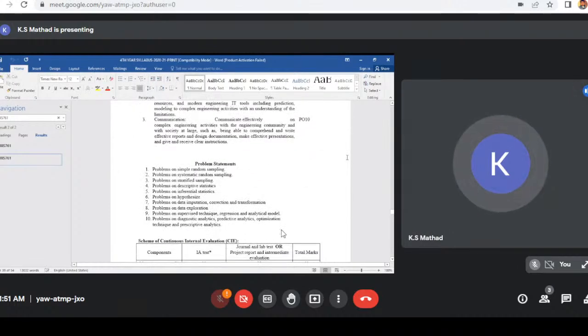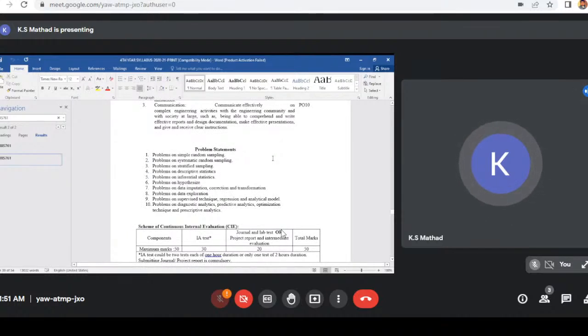So here we have given some problem statements for the hands-on experiments. So simple random sampling, systematic random sampling, stratified sampling, then descriptive statistics, inferential statistics, hypothesis, then data imputation, correction and transformation, data exploration, supervised technique, regression and analytical model, diagnostic analytics, predictive analytics, optimization technique, and prescriptive analytics. So these are the concepts on which we'll be taking you through the hands-on process. All these 10 problems are composed based on your data analytics theory subject.